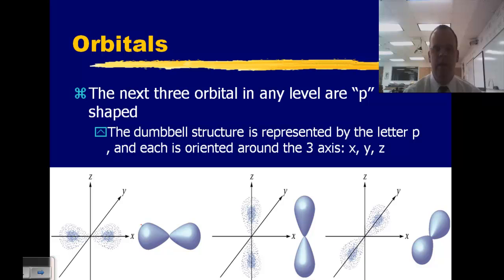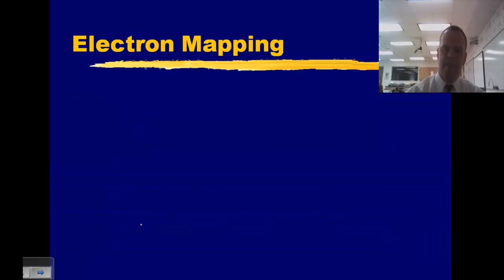The second, third, and fourth orbital are always P-shaped. It's a set of 3. The next 5 are going to be D-shaped. They're a set of 5. The next 7 will be F-shaped. They're a set of 7. And that will basically cover the orbitals that we will be dealing with. So they go by the odd numbers. S has 1 possible orbital, P has 3, D has 5, and F has 7.